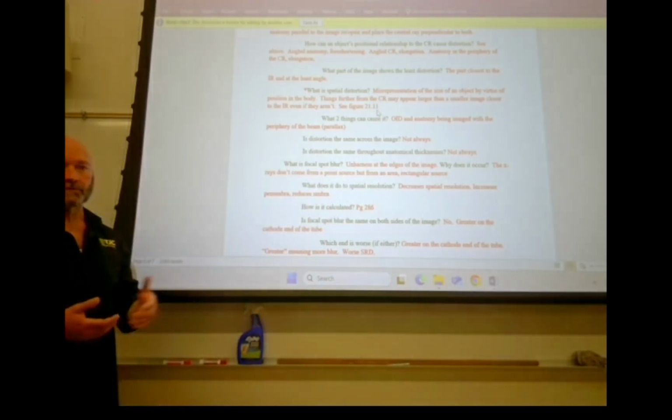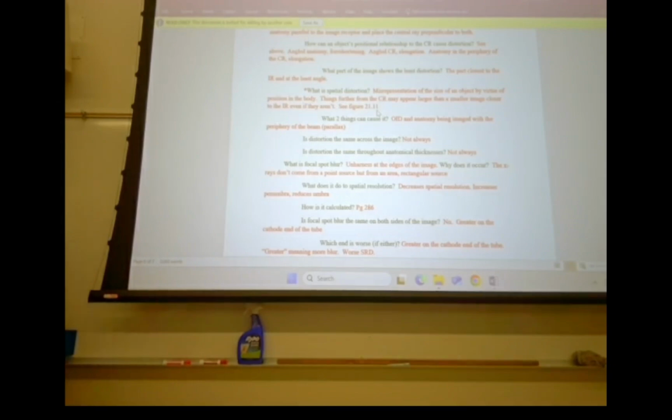Okay, so spatial distortion is misrepresentation of two different objects, one that may be smaller than the other appearing larger than the one that's actually bigger.